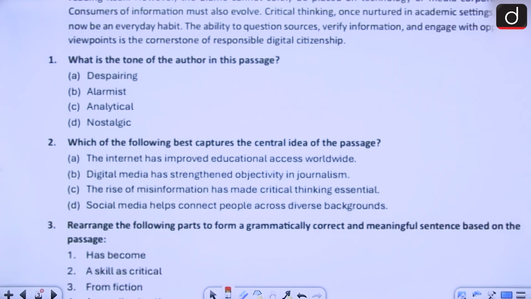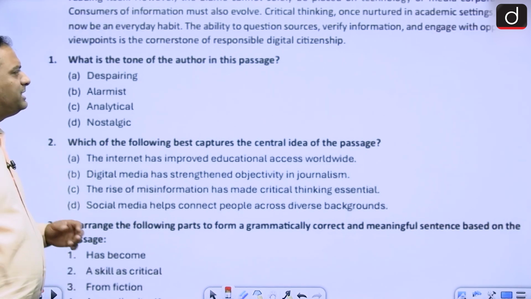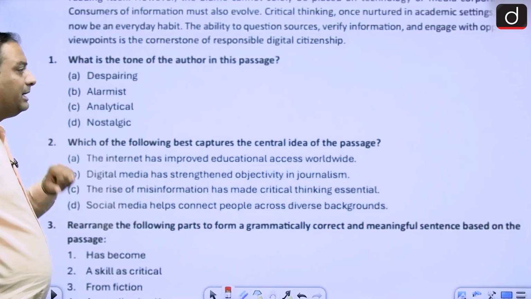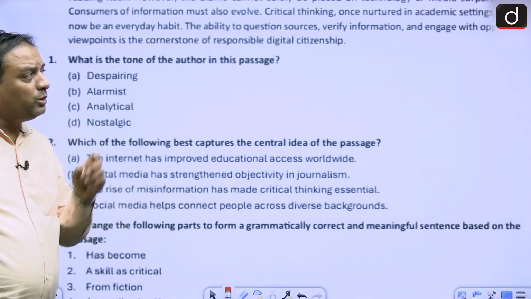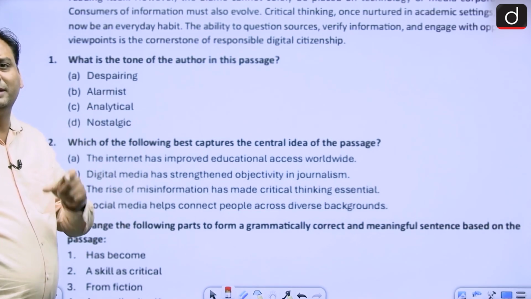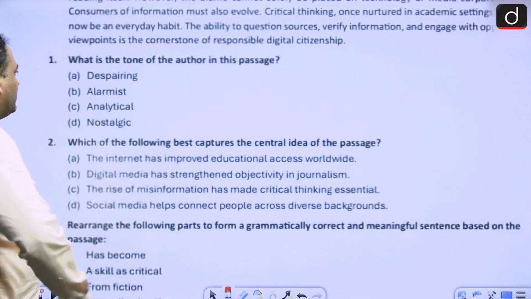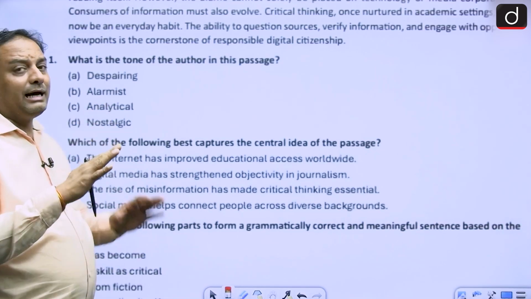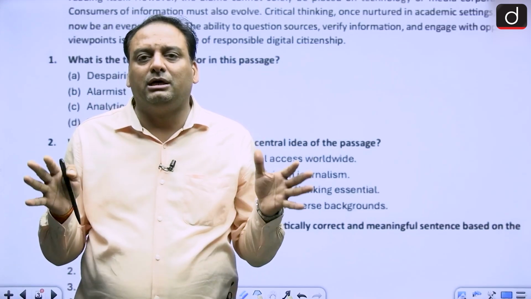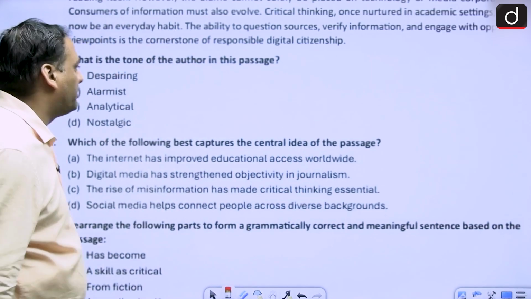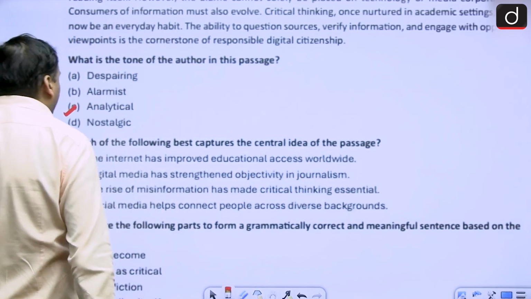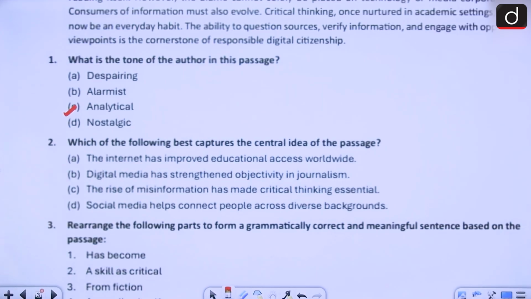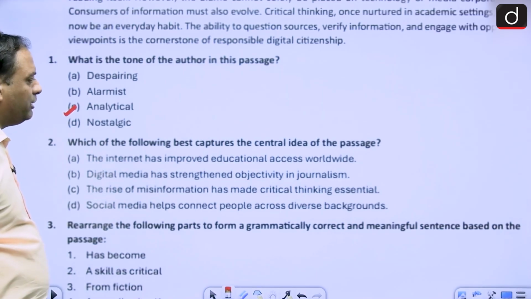So the best answer should be there. What एनालिटिकल, उसने एनालाइज किया है चीजों को कि क्या क्या चीजें हैं, एविडेंस भी दिया उसमें कि हम ऐसा कर रहे हैं, गलत कर रहे हैं। तो this is not alarming, this is not despairing, वार्निंग नहीं है, वो बता रहा है कि एनालाइज करके कि क्या क्या चीजें घट रही हैं, तो एनालिसिस है यहाँ पर प्रॉपर उस चीज का। This is what analytical.